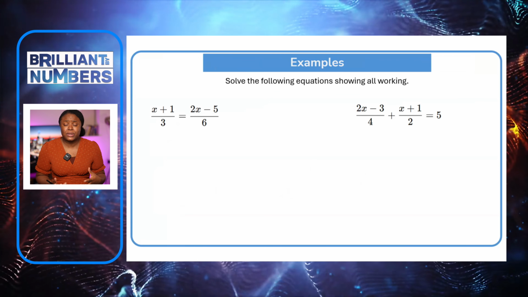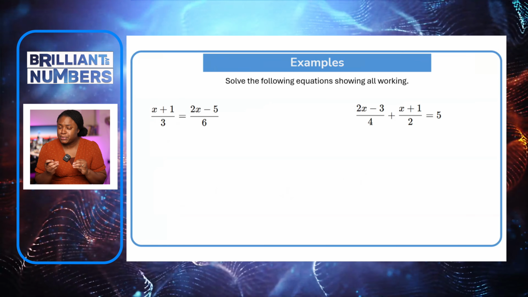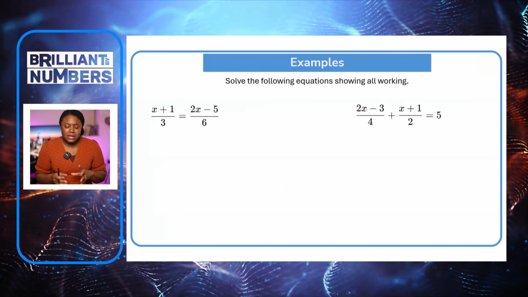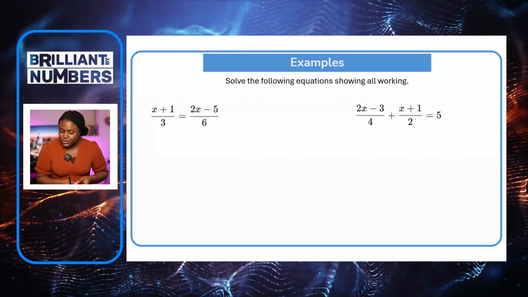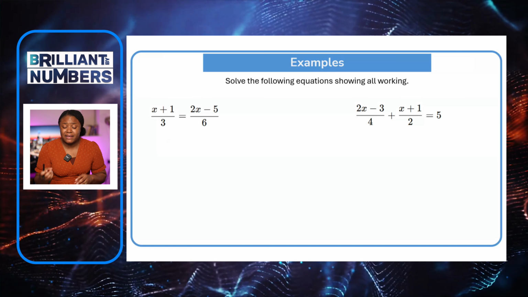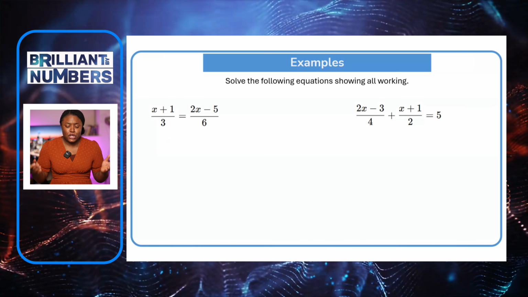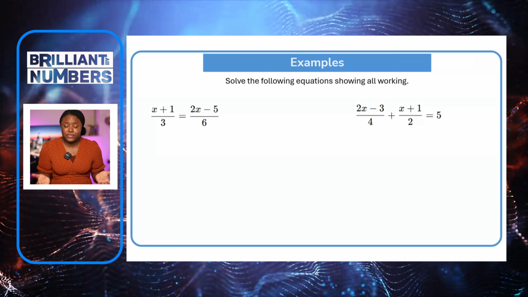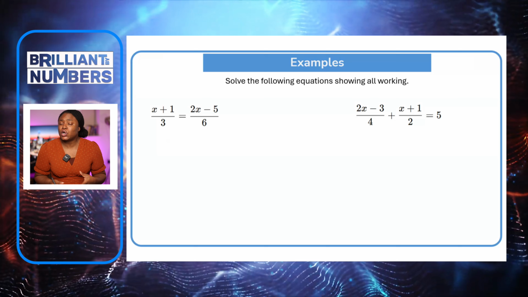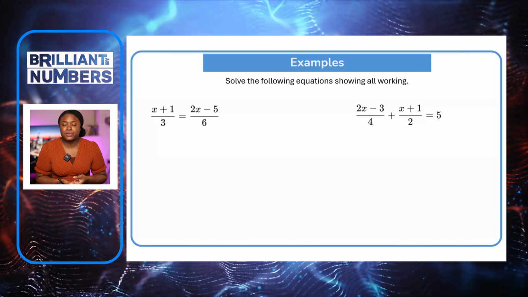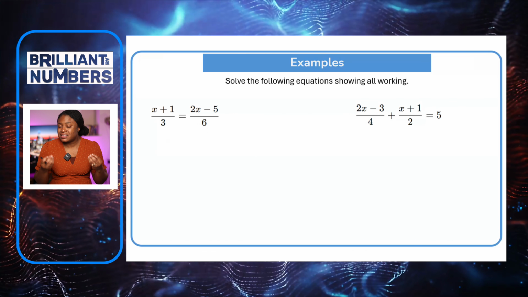Okay, so here are two questions. Now we've got a fraction on both sides. This is where we apply the lowest common multiple principle. So we're asked to solve the equation where we've got (x plus 1) divided by 3 as a fraction equal to (2x minus 5) divided by 6 as a fraction. You will notice here that both fractions have a different denominator. This brings us to use the concept of the lowest common multiple to get them to be the same.